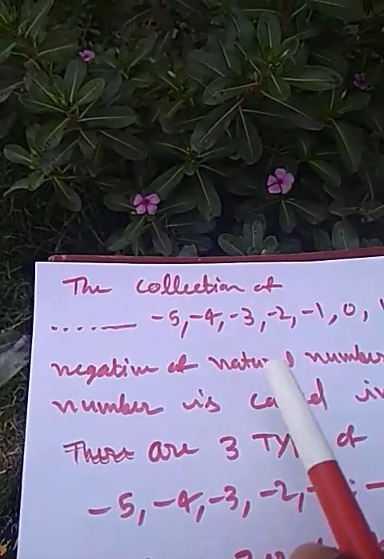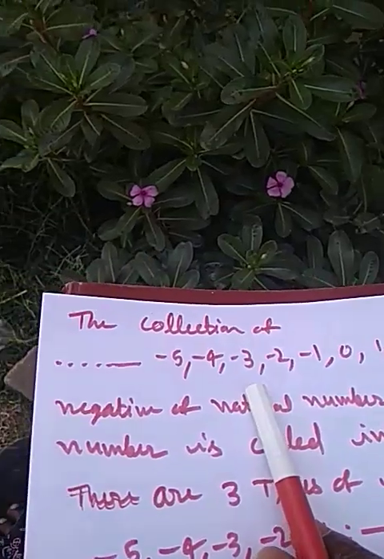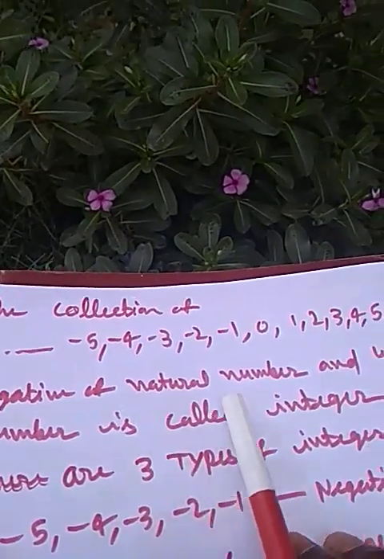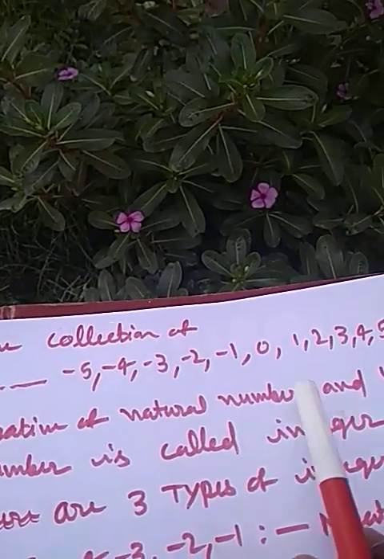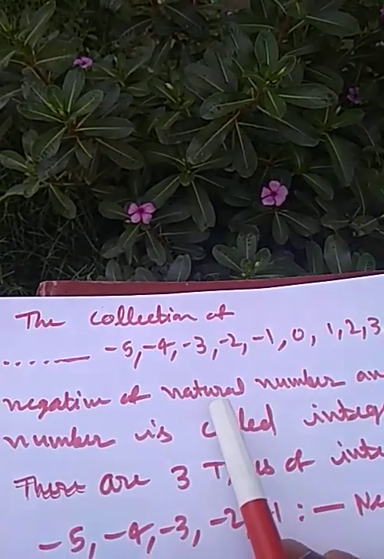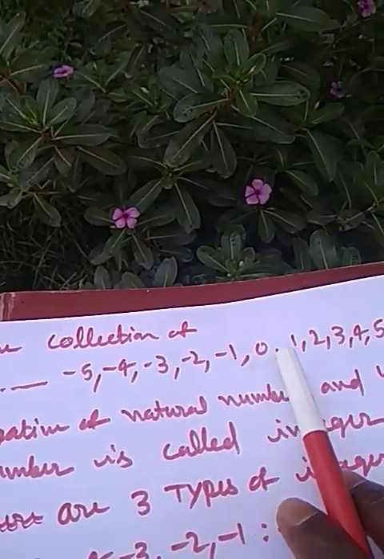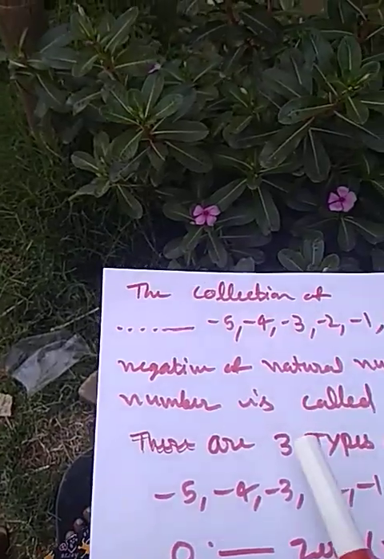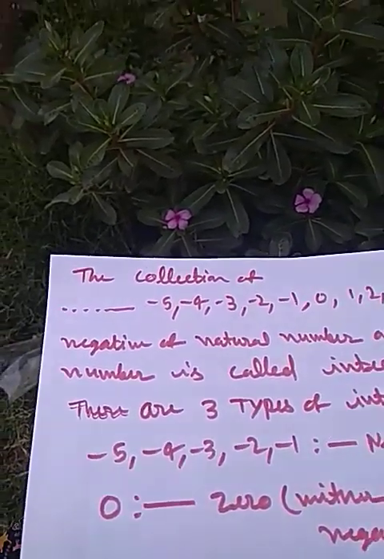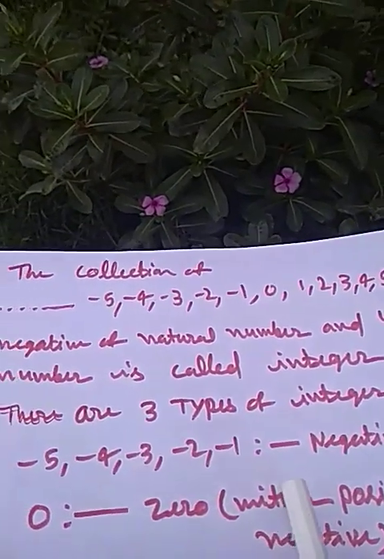What will it be called? This collection of numbers is the negative of natural numbers, 0, and natural numbers. What is this collection called? Its name is the integers. That is your chapter's name.